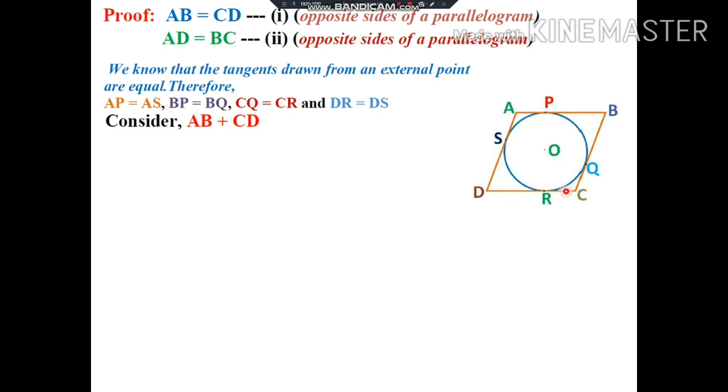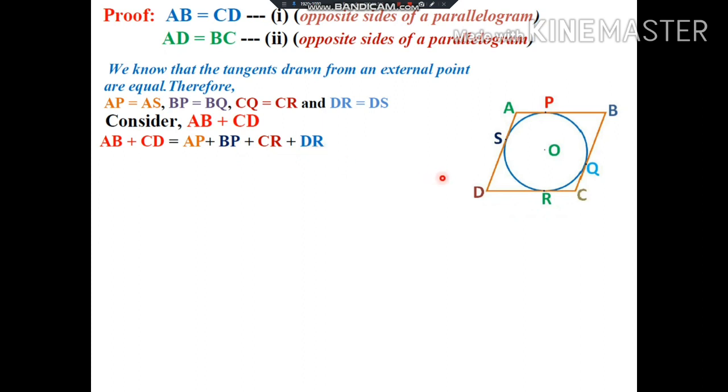Similarly, CD is equal to CR plus DR, right? In the place of AB plus CD, on the left hand side, AB is the sum of two parts, AP plus BP. Similarly, the whole length CD is equal to CR plus DR.